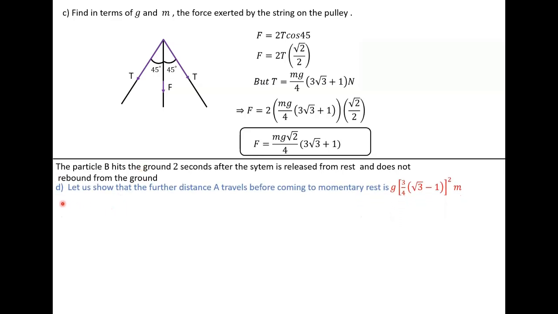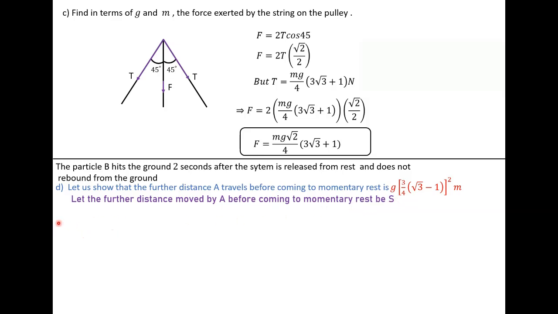In the question, we are asked to show that the further distance A travels before coming to momentary rest is actually G times the quasar times square root of 3 minus 1 all squared. So this condition which we have here, that is the particle B hitting the ground 2 seconds after the system is released from rest, is going to help us a lot to get this proof actually. So how therefore can we proceed? We are first of all going to let that further distance moved by A before coming to momentary rest be S.